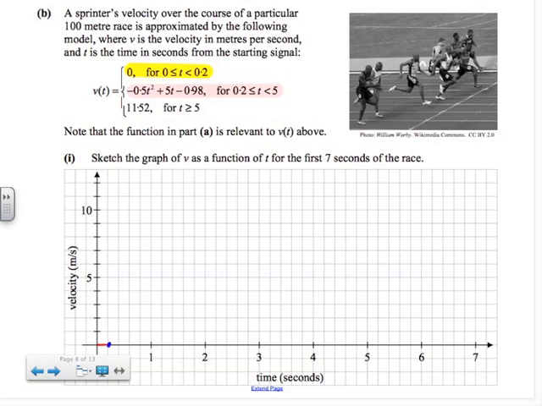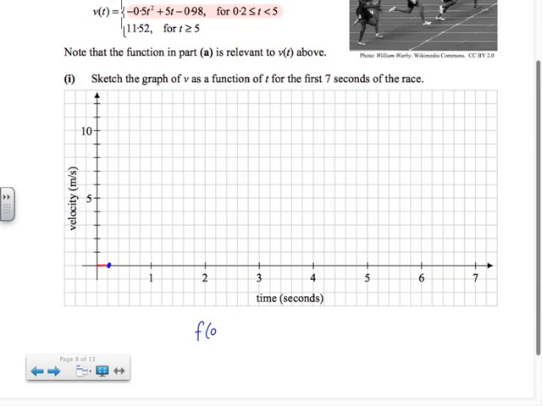In the second part, it's a quadratic. We could sub the points into the calculator using the table function. So we get f of 1, 2, 3, 4, and 5. Now we already know f of 0.2 is 0 and f of 5 is 11.52.